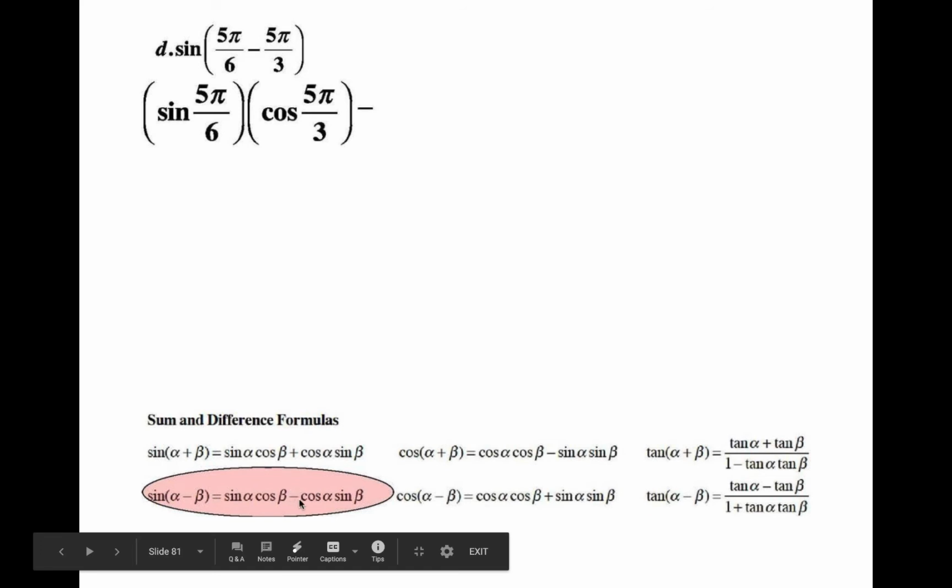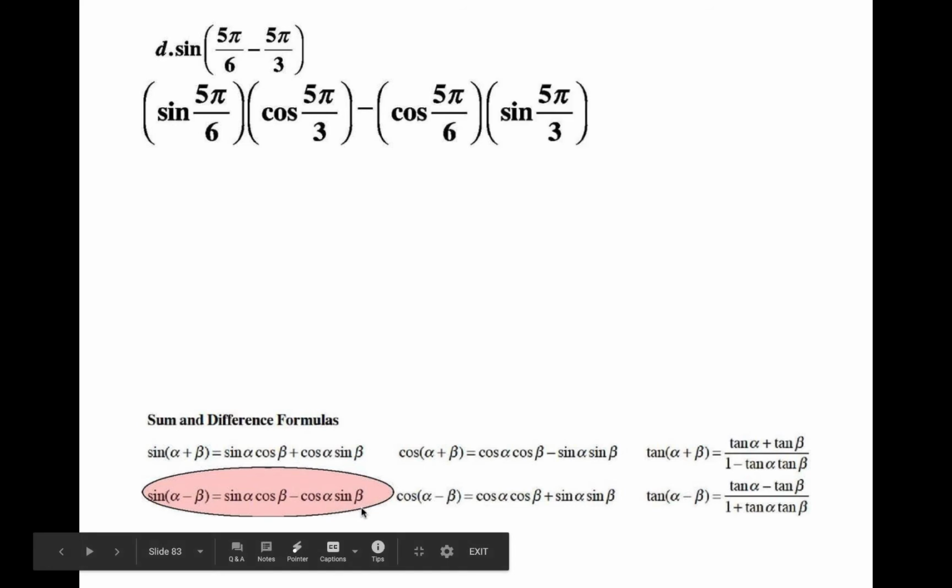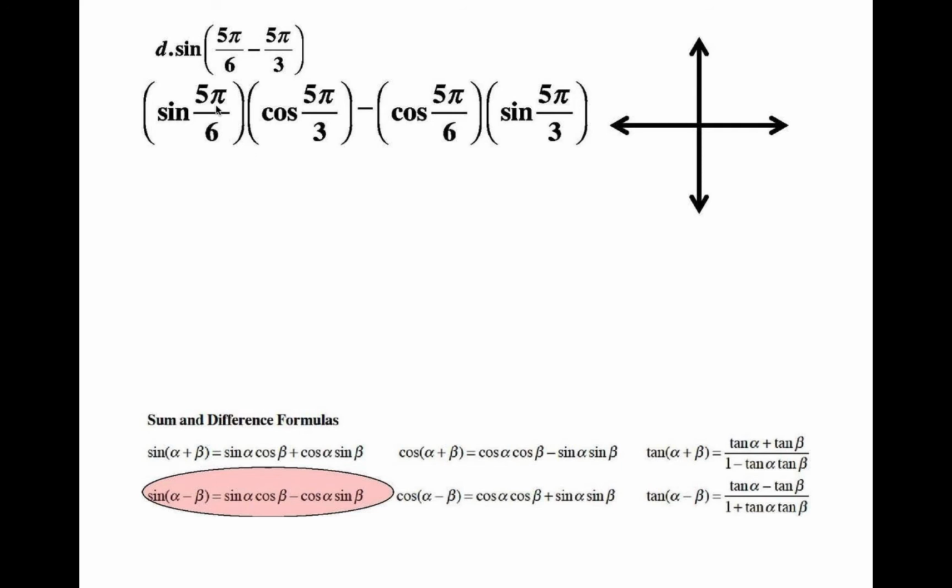So then we do minus. It's the cosine of the first angle, 5 pi over 6, and then sine of the second angle, 5 pi over 3. So we need two pictures. 5 pi over 6, that's more than half a pi, less than a full pi, so it's over here. The denominator is 6, so this would be pi over 6.